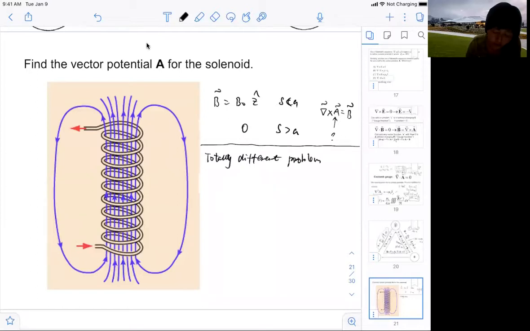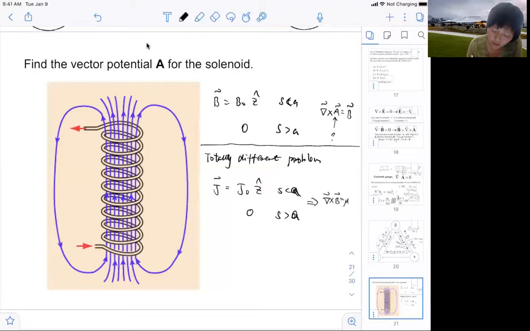The problem I solved is I was given a current density J that's uniform inside and is 0 outside. So you probably see this is a thick wire. For a totally different problem, I have solved this problem before. Given a thick wire, I already know what B is because the curl of B is mu naught J.